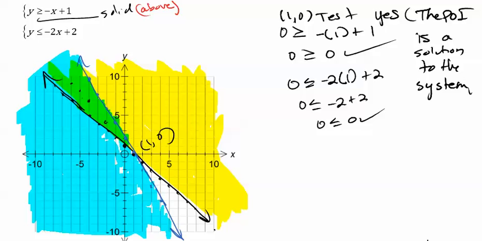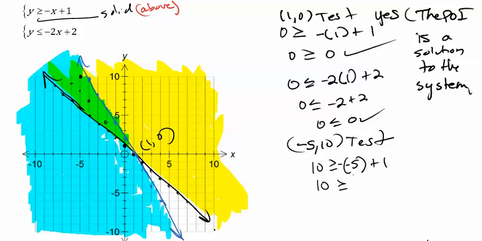Also, I could pick any of these points up here. So let's try (-5, 10). Let's test. I have 10 is greater than or equal to negative 5 plus 1. Wait, this becomes negative 5 plus 1, and that should be a 1. Getting ahead of myself. 6 is greater than or equal to 6.